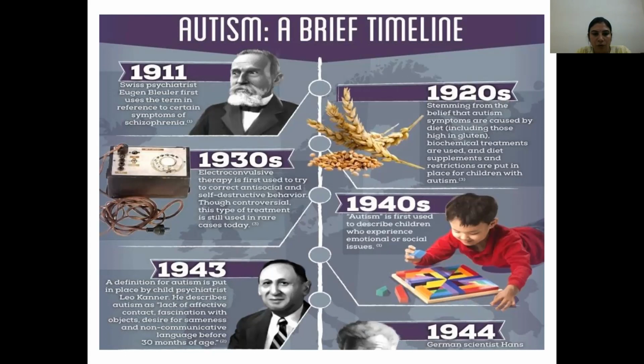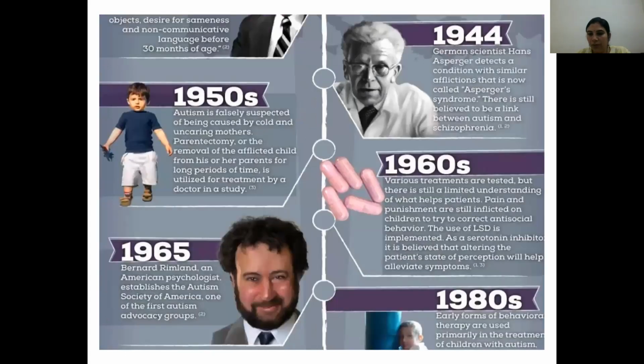1943. A definition for autism is put in place by child psychiatrist Leo Kanner. He describes autism as lack of affective contact, fascination with objects, desire for sameness, and non-communicative language before 30 months of age. 1944, German psychiatrist Hans Asperger detects a condition with similar affliction that is now called Asperger syndrome. There is still believed to be a link between autism and schizophrenia.